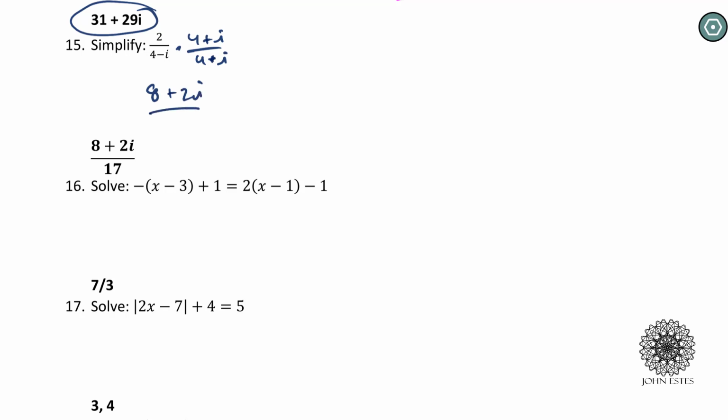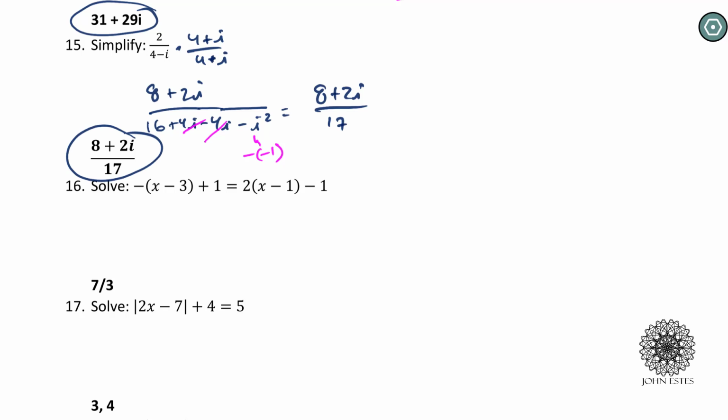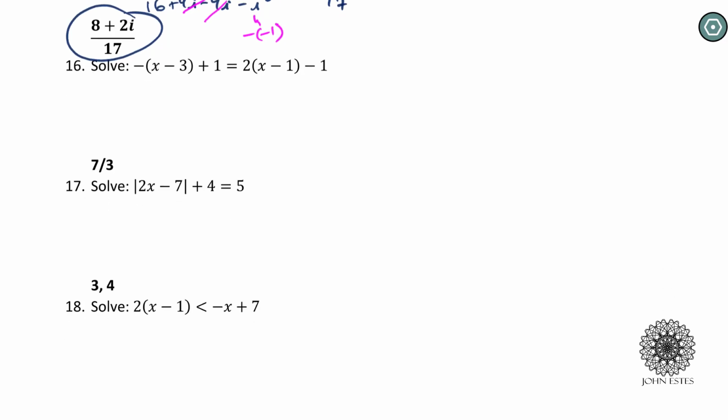And the denominator, though, when I FOIL this, look, I get 16 plus 4i minus 4i minus i squared. Now remember, i squared again is negative 1. So this is 8 plus 2i over, the complex terms cancel out. This is negative 1, so I have minus a negative 1. So that becomes 17. And that's what we have here. And multiplying by the conjugate will always get you back into the real numbers. That's why this technique is useful.